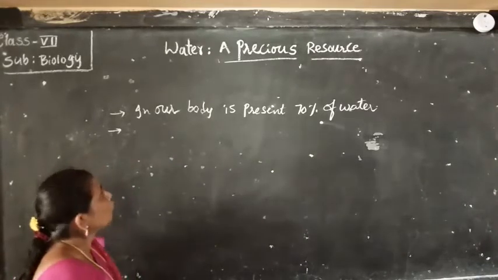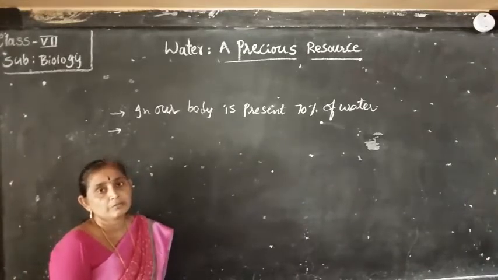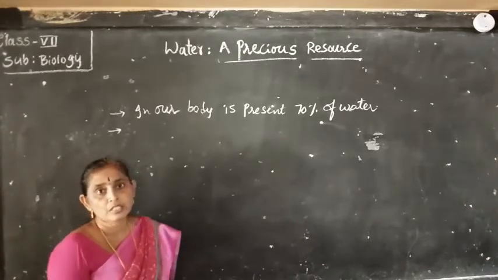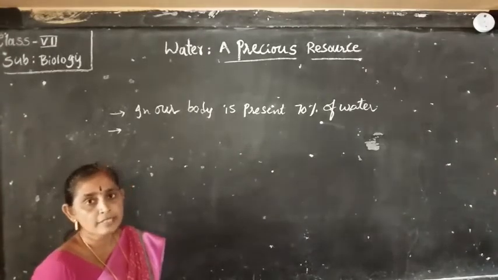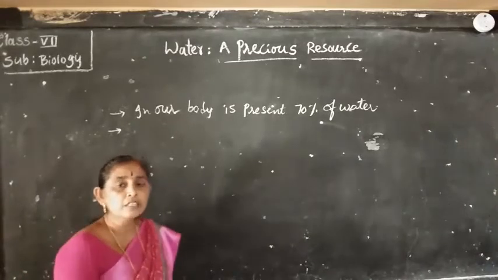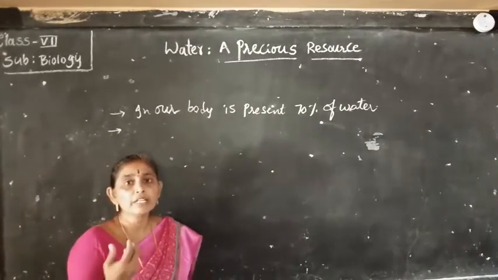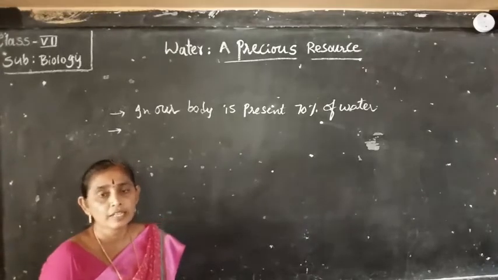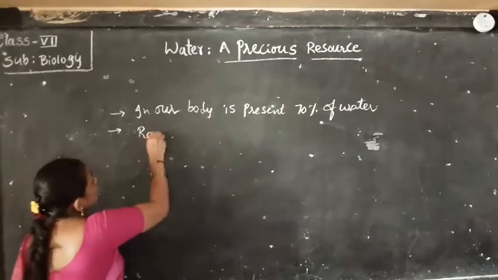Then water is present in different ways. There are oceans, lakes, rivers, ponds. These all have water. These are sources of water. You know this already. But what is the main source of water? Rain. Rain is the main source of water.